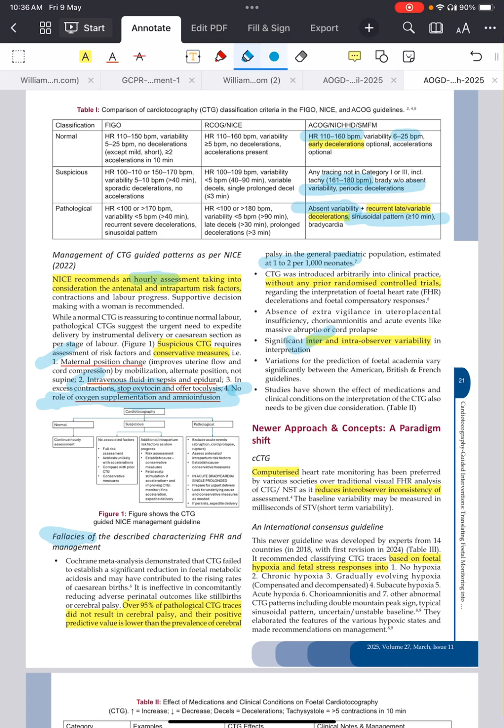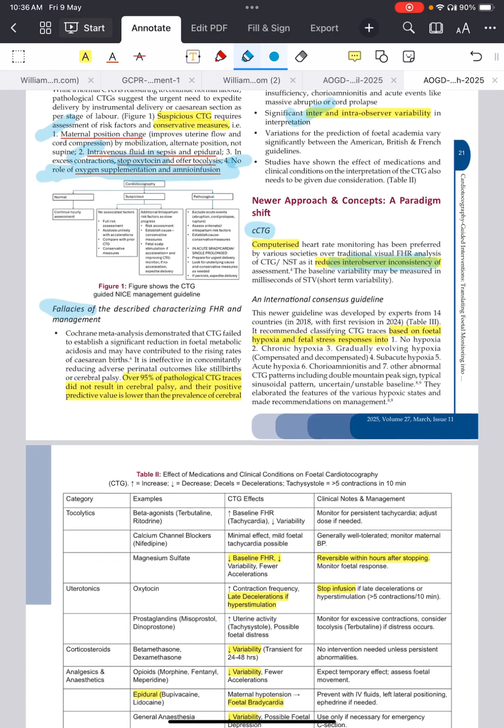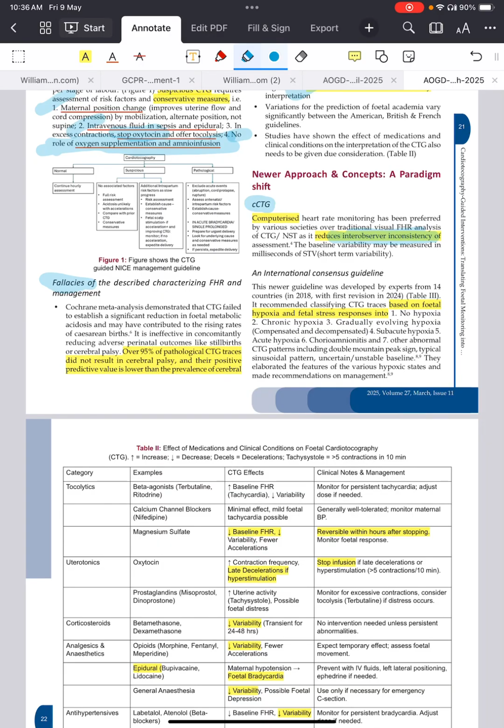So as newer approaches, because of these differences in observation, computerized CTG came. It reduces the inter-observer inconsistency. There is also a new guideline developed by experts, known as the International Consensus Guidelines. It is based on fetal hypoxia and fetal stress response, like no hypoxia, chronic hypoxia, gradually evolving hypoxia, subacute hypoxia, acute hypoxia, chorioamnionitis, and these things.